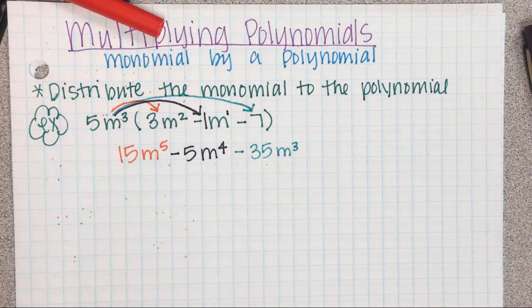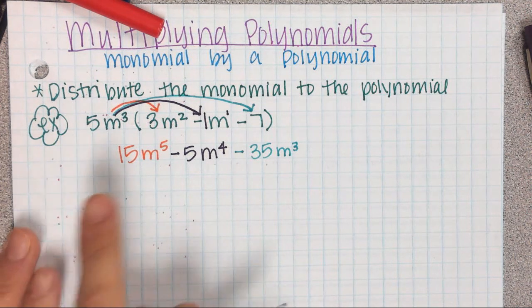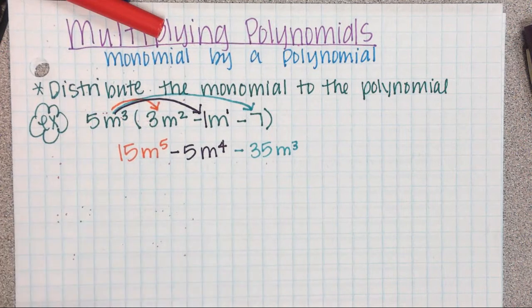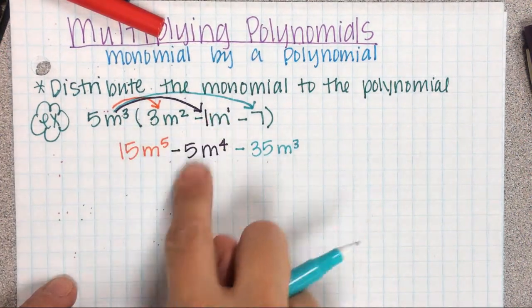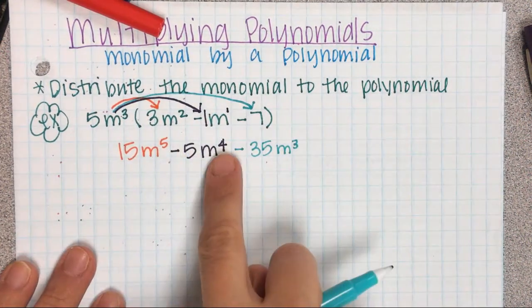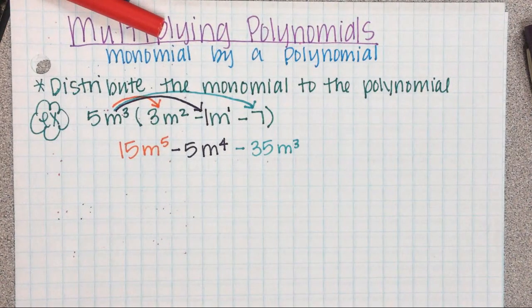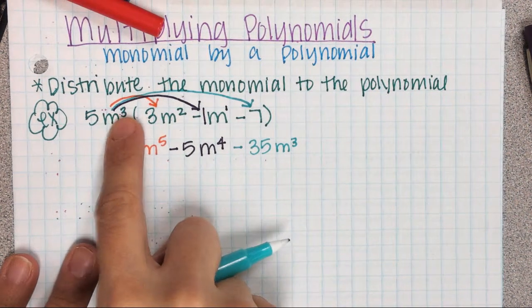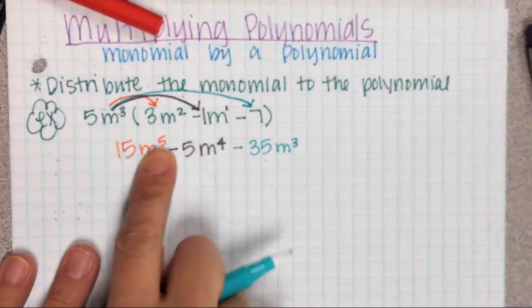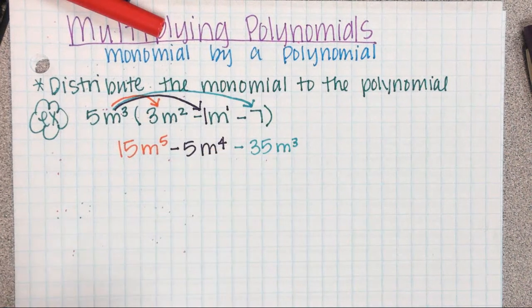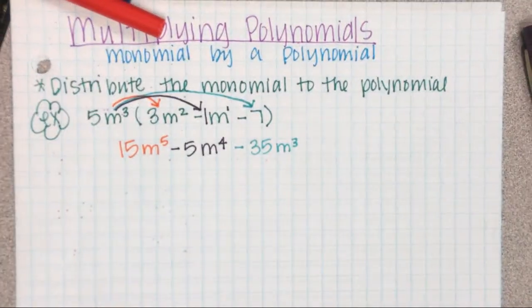Okay, so what do you notice? If you said you multiply the numbers, the coefficients, that is correct. What do you notice about the exponents? And if you said what you're doing with the exponents is just adding them, that is also correct. Okay? And we call that the product rule.